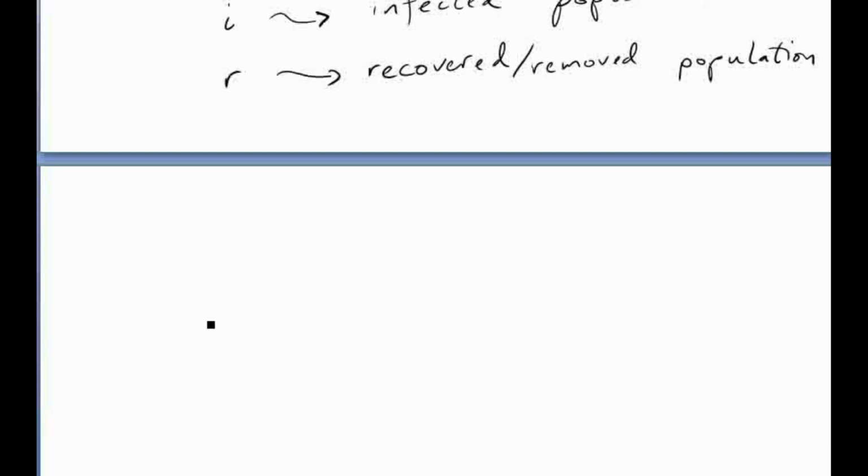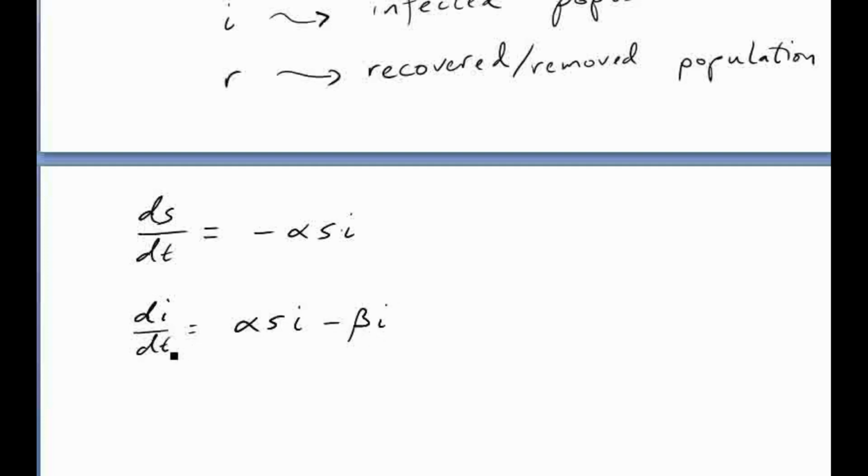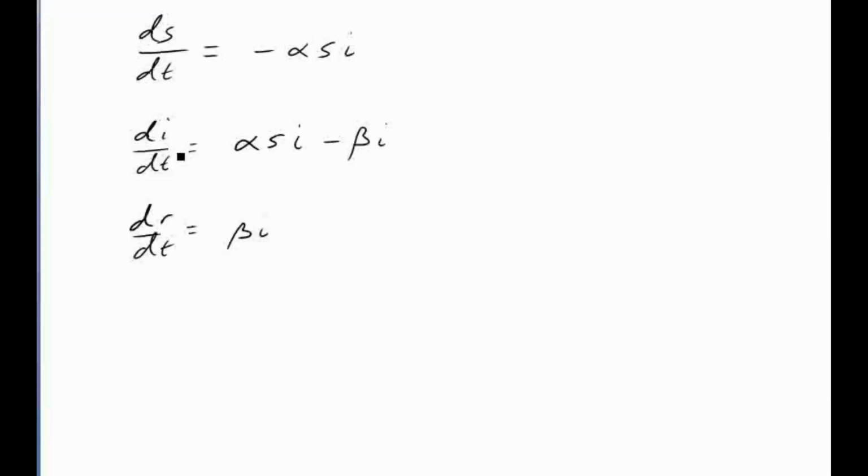So then the actual equations for these involve several parameters, just as the predator-prey one does, but they come down to this: ds/dt is equal to negative alpha S times I. We have dI/dt, which is equal to alpha S I minus beta I, and then we have dR/dt, which is equal to beta I. And the meanings of these pieces: the alpha here represents the rate of infection, or rate of transmission, I should say.